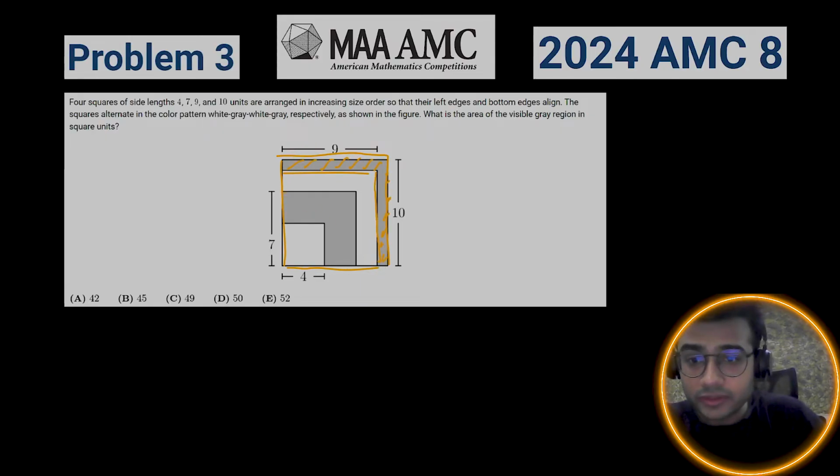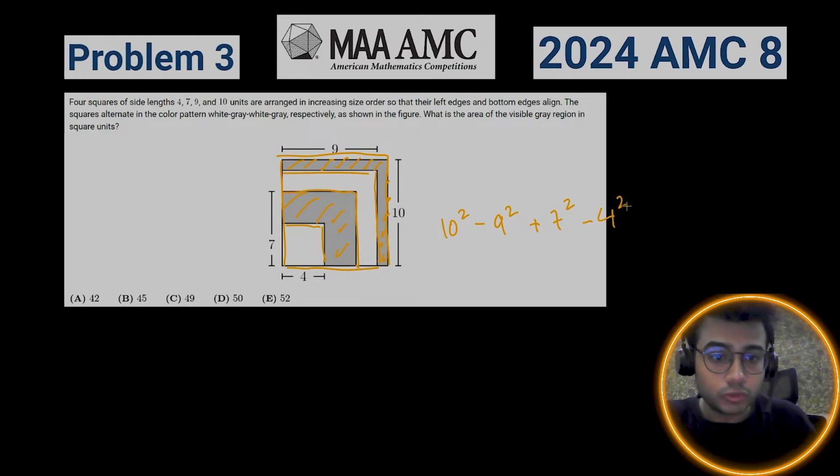Then we're going to add the area of this square, which will give us this whole thing, but we're going to subtract the area of this smaller square. So that will give us this region. So what would that look like? The biggest square we have is going to have an area of 10 squared. Then we're going to subtract 9 squared, but then we're going to add 7 squared, and then we're going to subtract 4 squared.